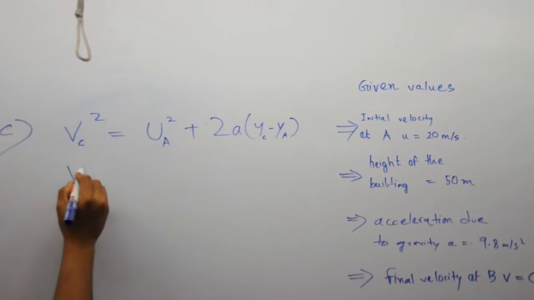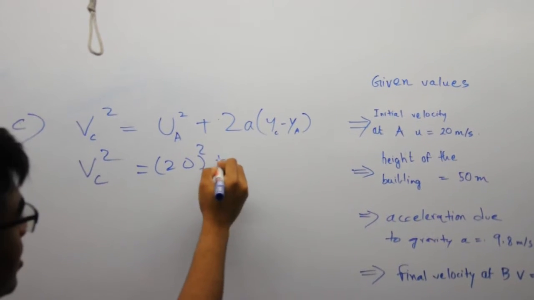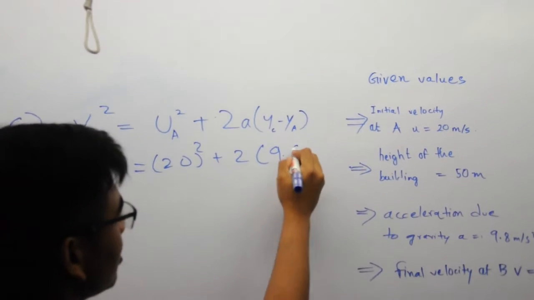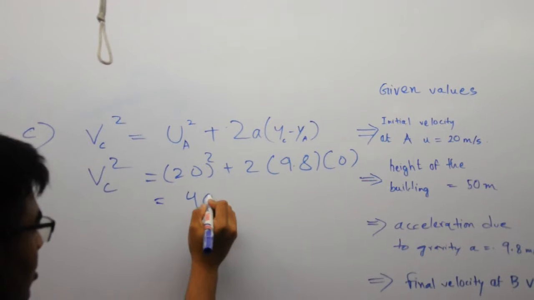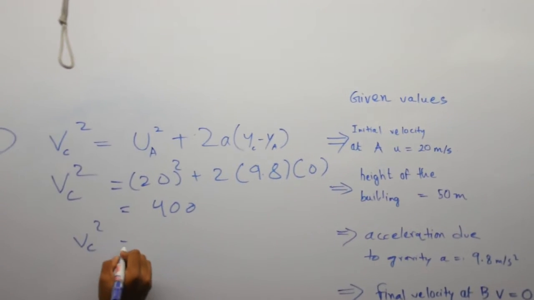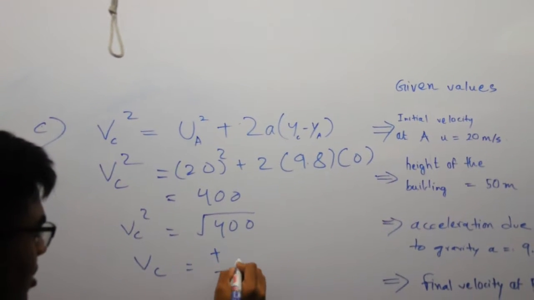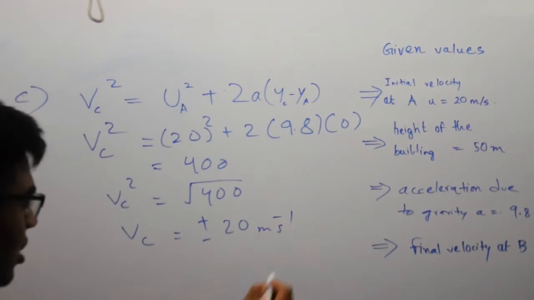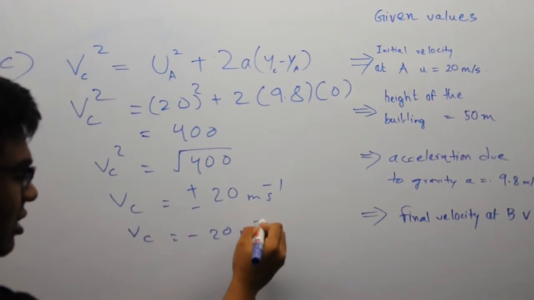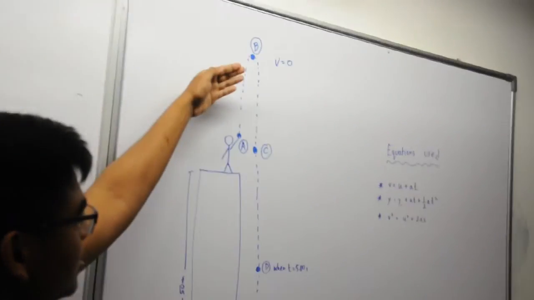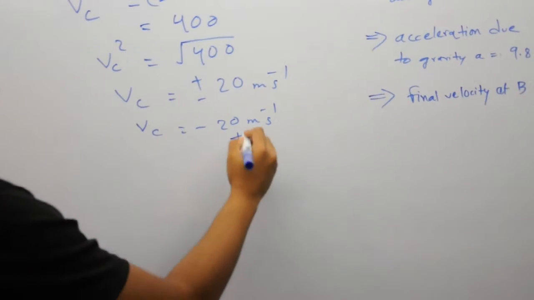So we are going to use it like this. Vc squared equals 20 squared plus 2 times 9.8 times 0. So it is 400, and Vc squared equals 400, Vc equals plus or minus 20 meters per second. But we are going to choose Vc equal to minus 20 meters per second, because the stone is pointing downward, so we are going to use minus 20 meters per second as the velocity.